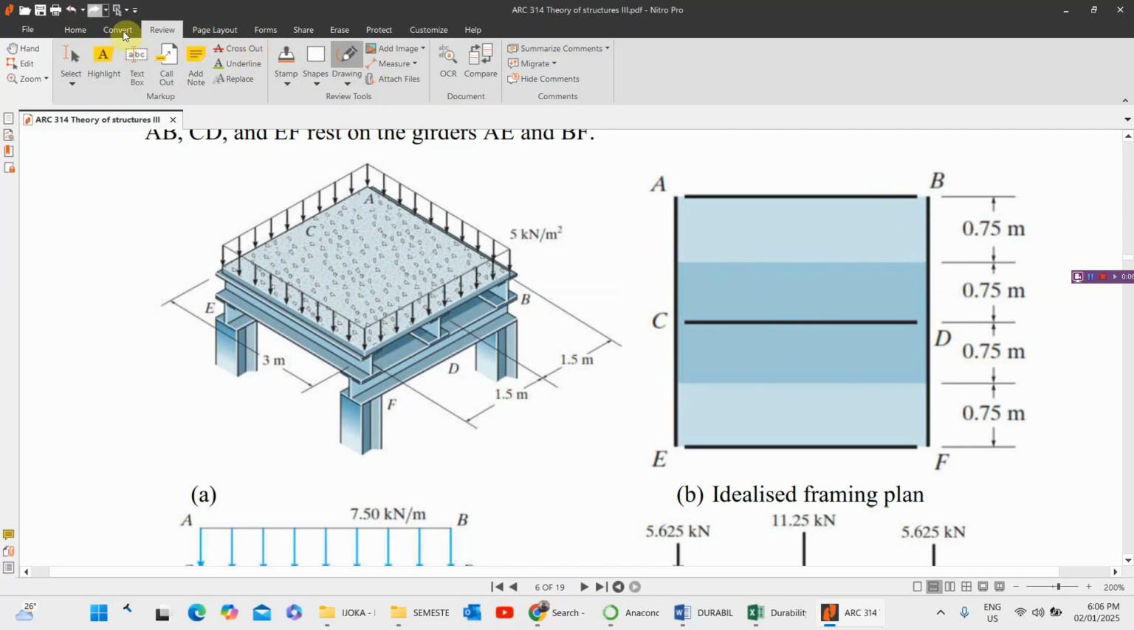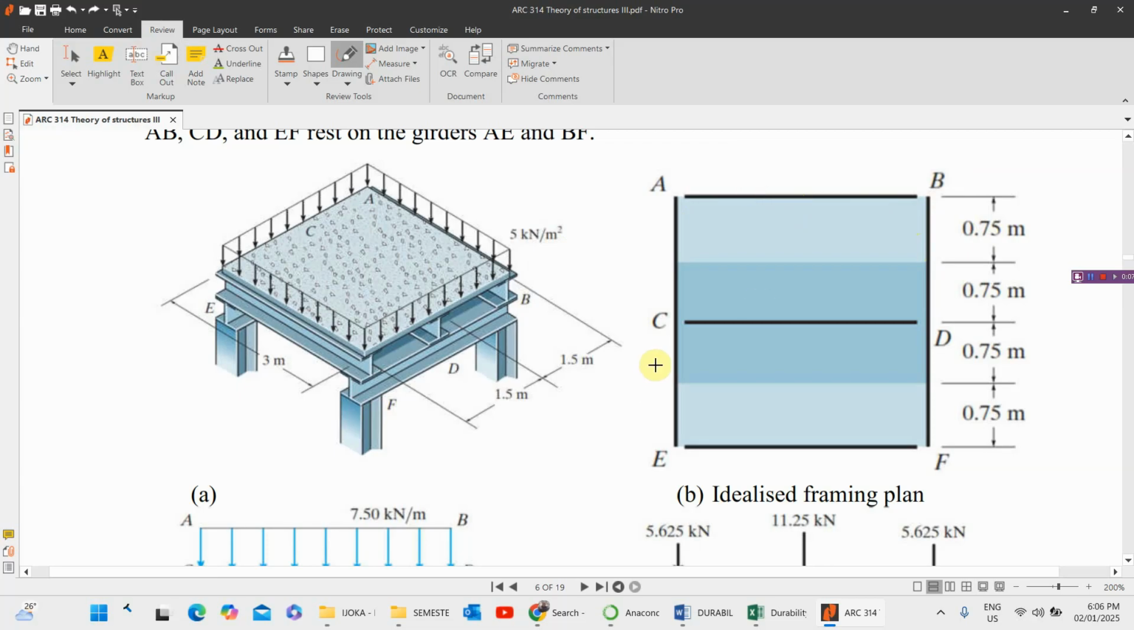So now, how do we calculate the load? It's very simple. All we need to do is find the span. The span from here to here is 3, so if from here to here is 1.5, from here to here is 1.5. So what will this one carry? This one will just carry 0.75, and we were told that it's 5 kilonewton per meter square. That is, for every meter square, the load is 5 kilonewton.